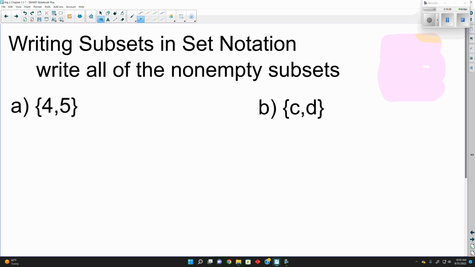So when we look at this here, A, we have a set containing 4 and 5, yes? If I wanted to write a subset of it, well, a set containing the number 4 is a subset, yes? Because everything in that set is contained in the original set 4, 5, yes? What's another one we could have? Just 5, yeah. Now there's one more. We could have the set containing what? 4 and 5. Because interestingly enough, the set itself is a subset of itself.